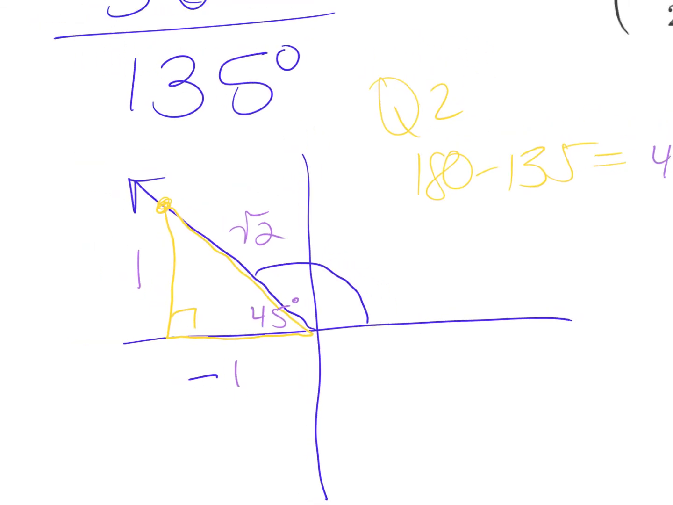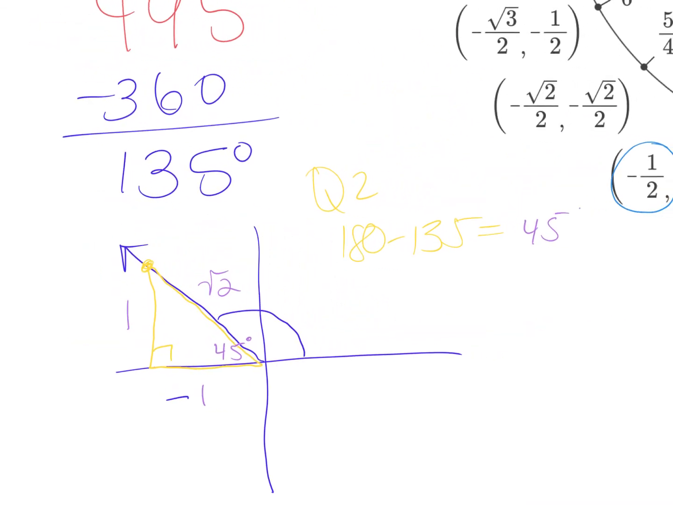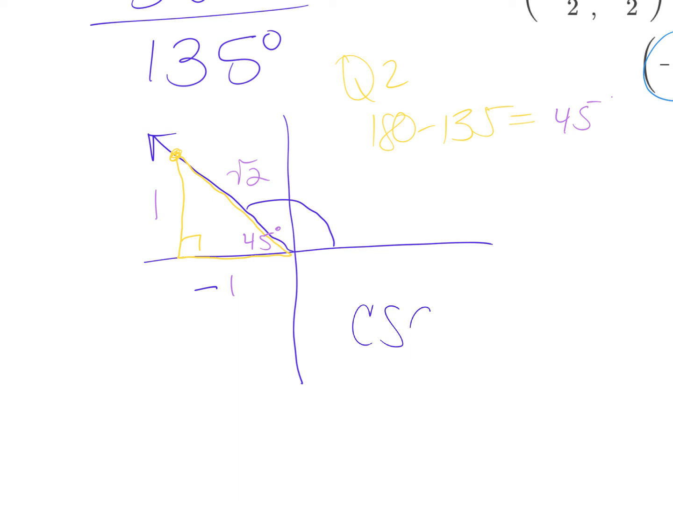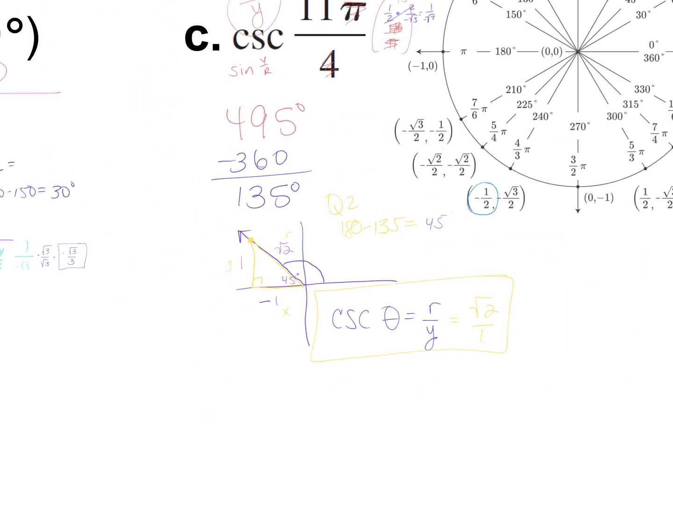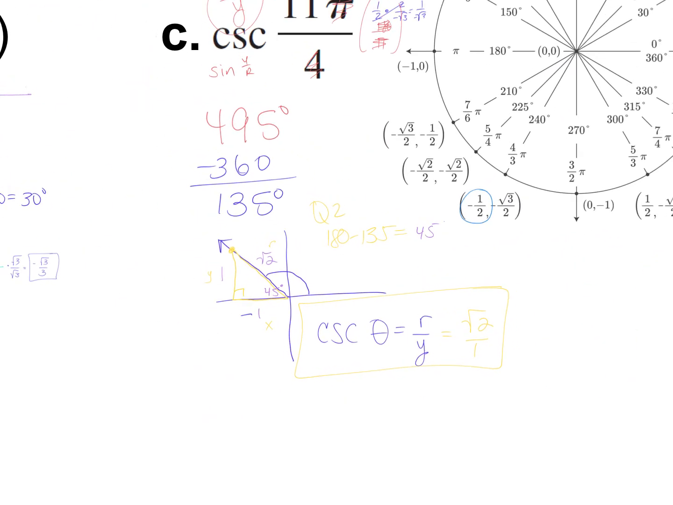So this question asked us for the cosecant, was it? Cosecant of theta, which was r over y. So I'm going to say, okay, this is r, this is y, this is x. So what is the r value? What's the r value? Square root of 2 over what's the y value? 1. So what's your cosecant of theta? Square root of 2.